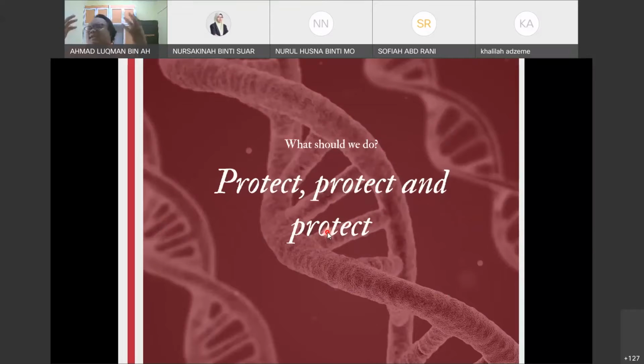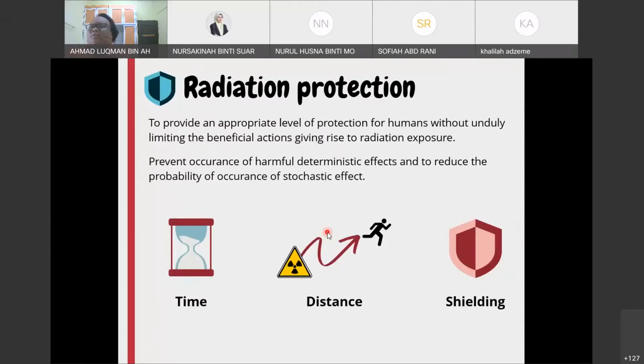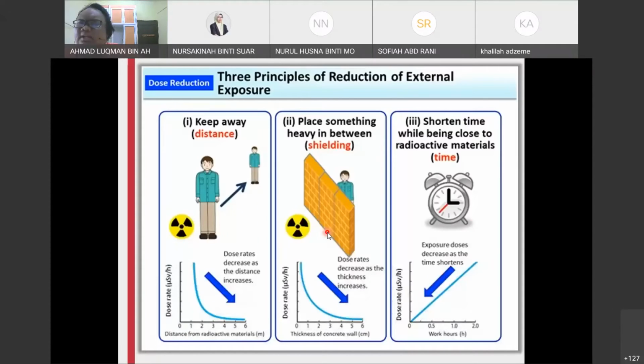So, what can we learn from this incident? What should we do? Now, we need to protect, and protect. So, it's only radiation protection. And okay, so what is the list of radiation protection that we can learn or apply? So, for instance, here the STD: shielding, distance, and time. So, the principle of reduction of external exposure.